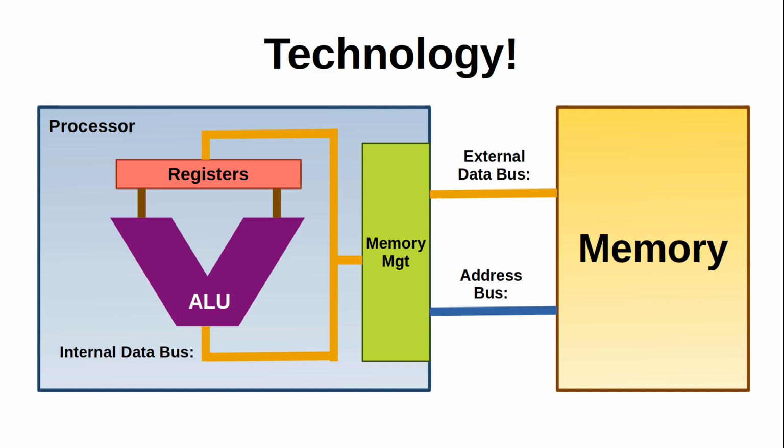This external data bus is going to get routed into the registers, and those registers are going to be a certain width. And then the data from those registers are going to be sent into the arithmetic logic unit, or ALU, and that's that big purple V thing. And that is going to do the different arithmetic and logic operations on pairs of register values.